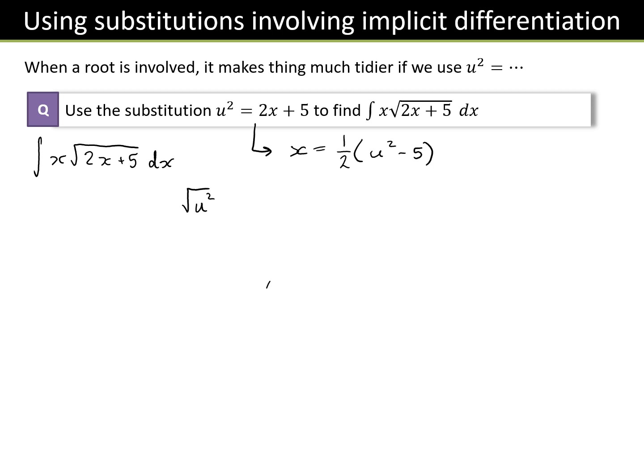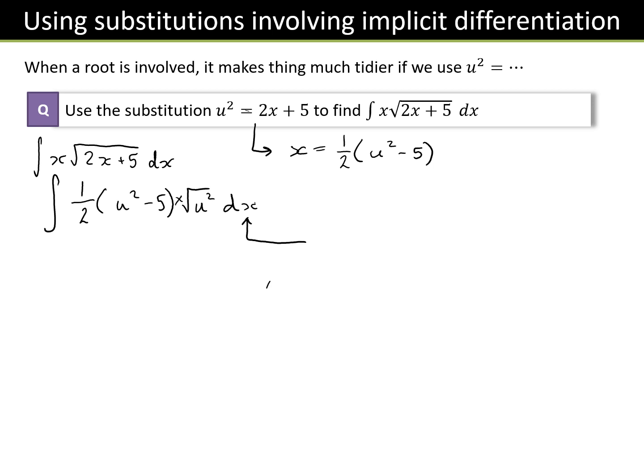Okay, so x is just this. So we've got a half of u squared minus 5 times by the square root of u squared, and now dx, which we're now going to swap. Okay, now dx, so we need to differentiate this.